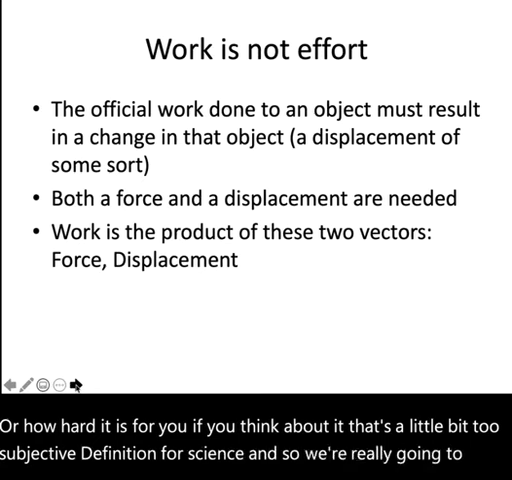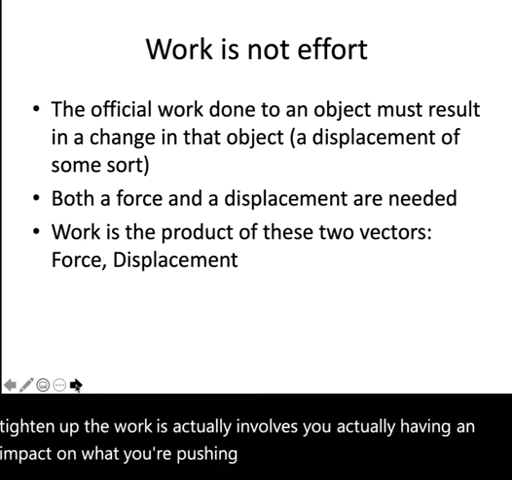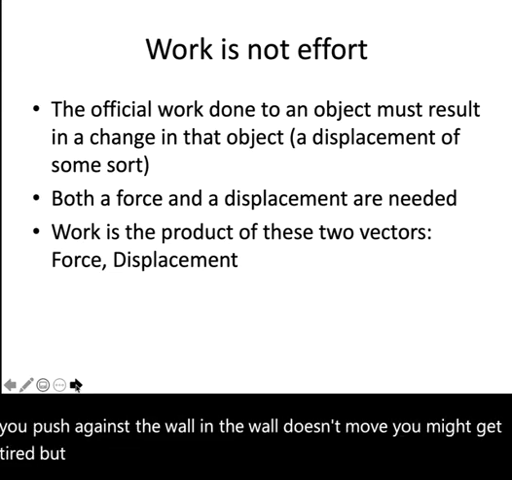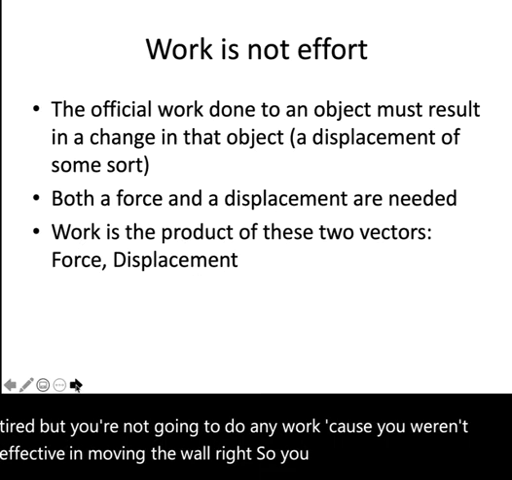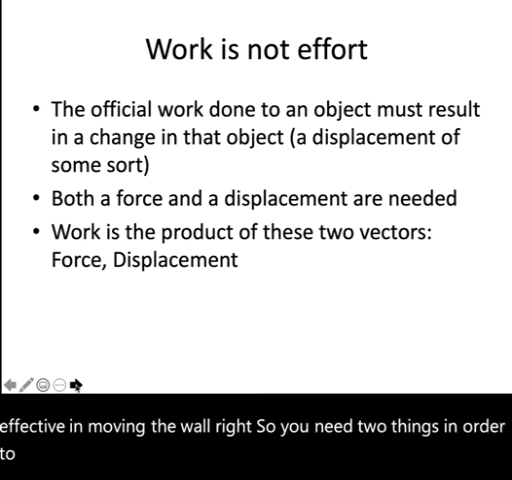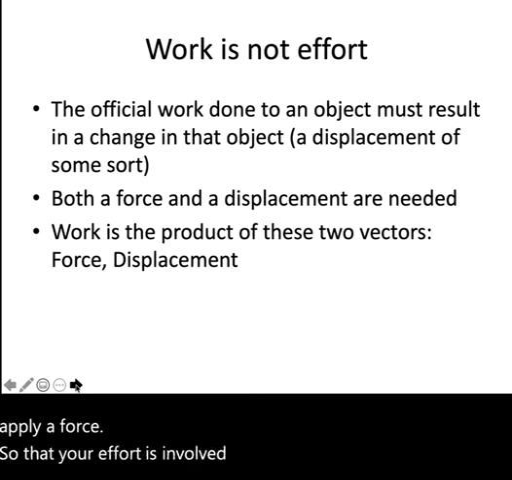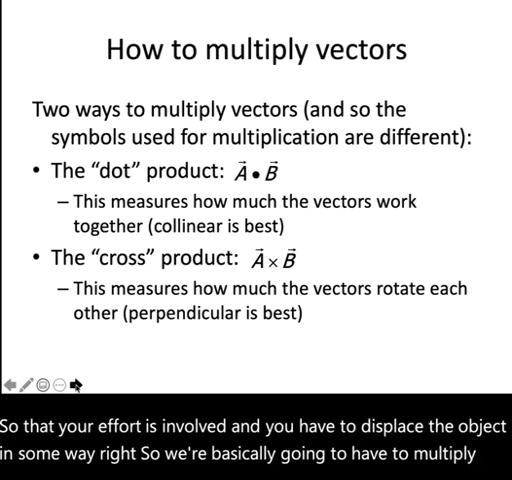The work actually involves you actually having an impact on what you're pushing around, right? So like, for instance, if you push against a wall and the wall doesn't move, you might get tired, but you're not going to do any work because you weren't effective in moving the wall, right? So you need two things in order to accomplish actual work in physics. And that is you have to apply a force so that your effort is involved, and you have to displace the object in some way, right? So we're basically going to have to multiply these two things, force and displacement.